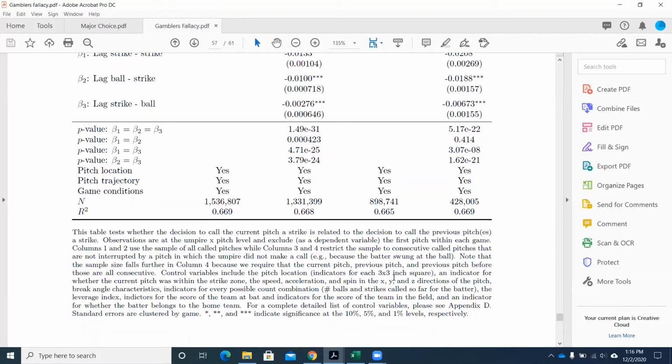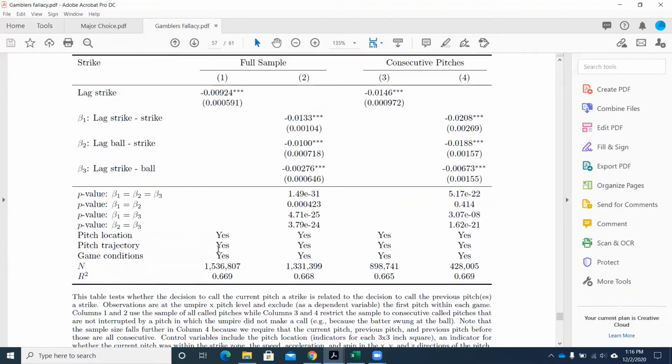You can even control for that. So it's going to be two pitches that were in the same 3x3 inch square, with the same speed and acceleration. They can control for all of these different characteristics of the pitch, as well as some characteristics of the umpire's previous calls. So we've got a lot of controls here.